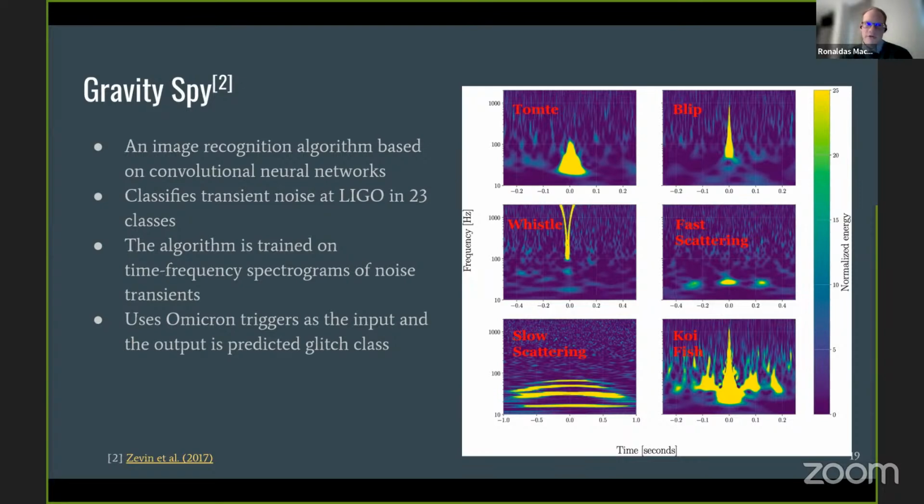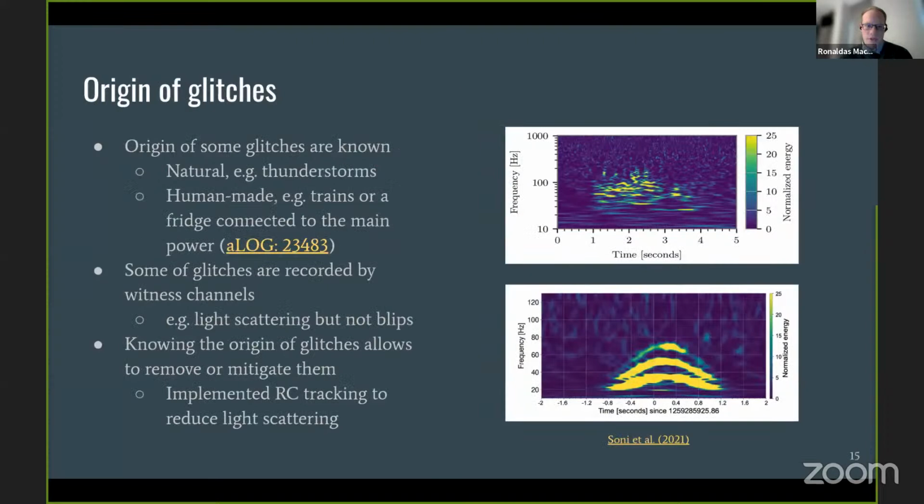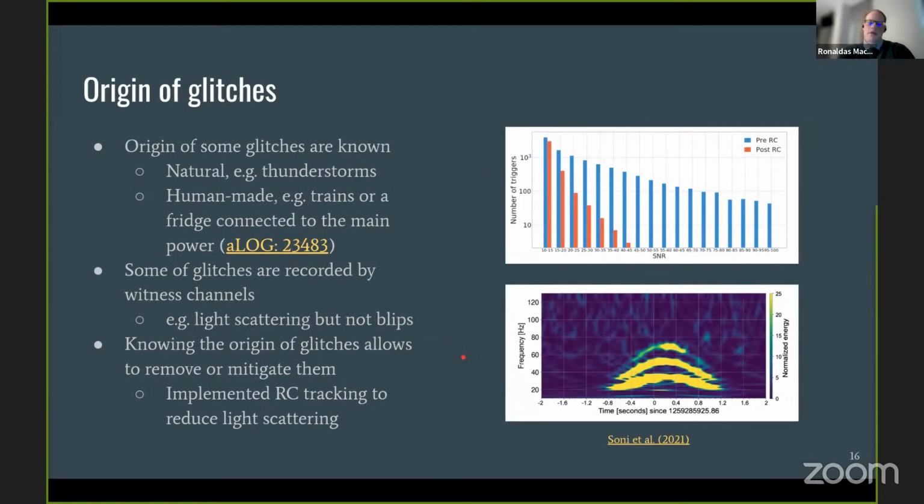For fridges, like in the Hanford detector, for example, you can read the explanation right here. You can go and have a look. But the idea is quite simple: fridges are sometimes turned on because they need to freeze, and sometimes they turn off.